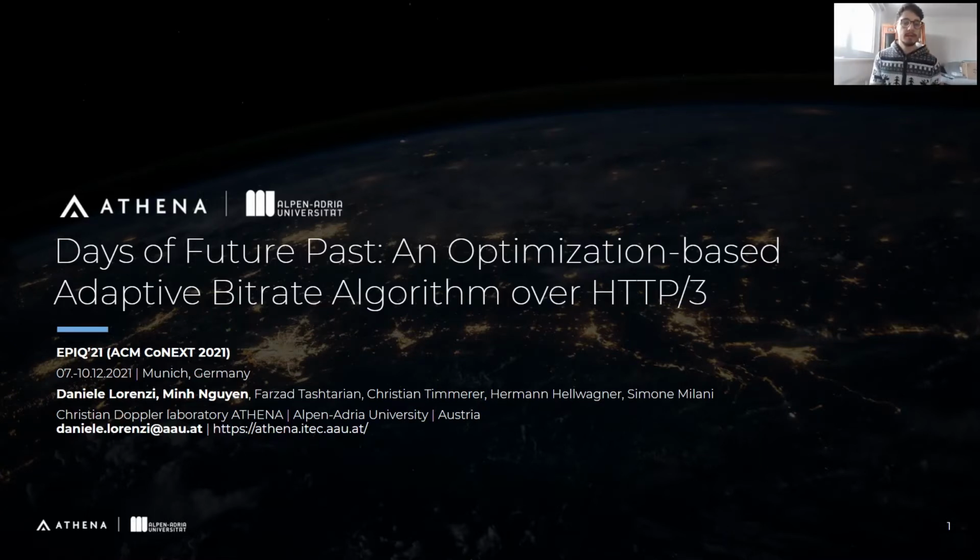Today I'm going to present our paper entitled Days of Future Past, an optimization-based adaptive bitrate algorithm over HTTP3. I worked on this project with my colleagues from the University of Klagenfurt.